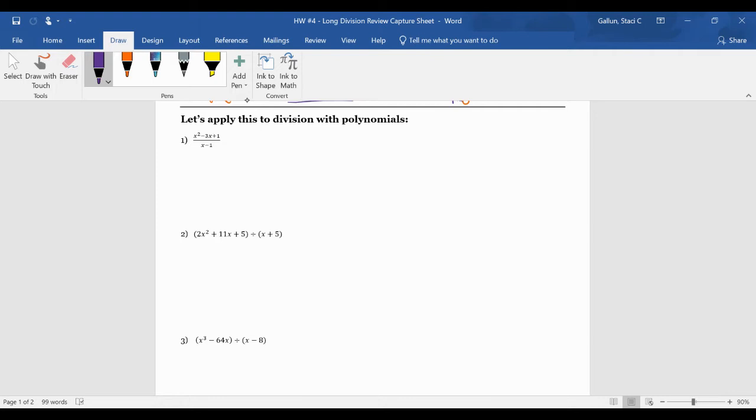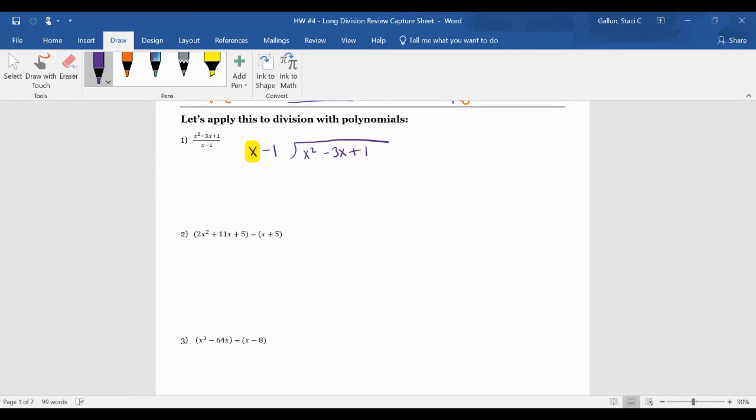So, number one, the first thing, this is division, right? Just like I did before, I want to start by expressing it like this: x squared minus 3x plus 1 divided by x minus 1. Our focus, this minus 1 is so minuscule, our focus is just going to be on this x. It's not that this minus 1 doesn't matter, but this is going to be our focus.